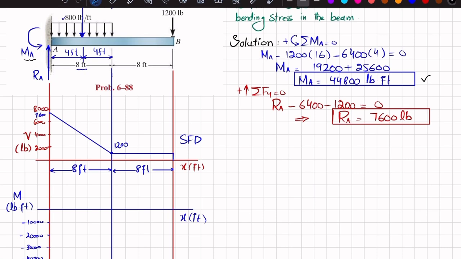Now the area under the shear force diagram will give you the bending moment. So this area, you can see, is a trapezoid. This length is 7,600 and this height is 1,200. So how will we find this area? Let this area be A1.